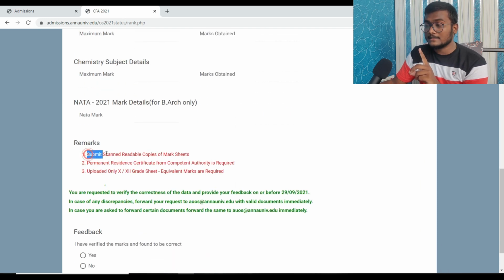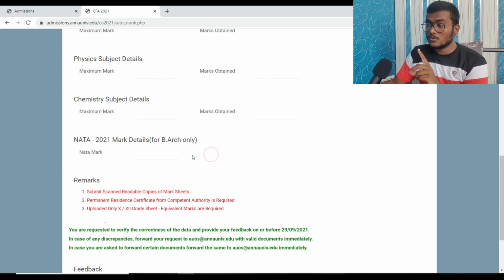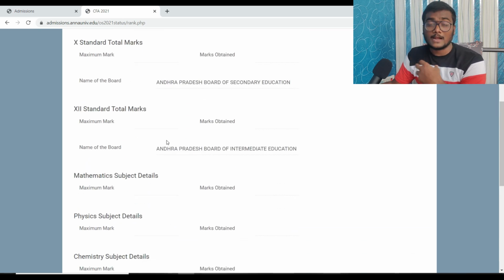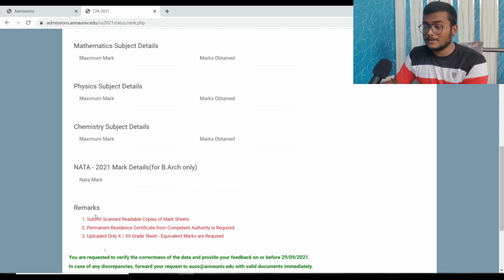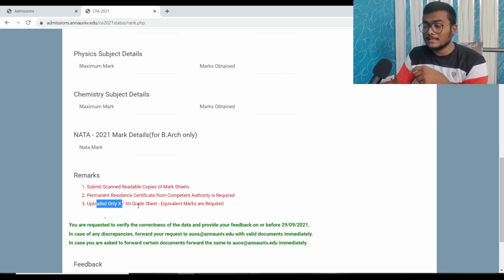See remarks: submit scanned readable copies of mark sheet. So whatever mark sheets he submitted, they were not readable. So that's the reason they couldn't enter the marks here. So they have kept it blank and put it in the remarks. And he didn't submit the permanent residence certificate. They said a permanent residence certificate from the competent other state is required. He should submit that, and he uploaded only the 10th and 12th grade sheets.